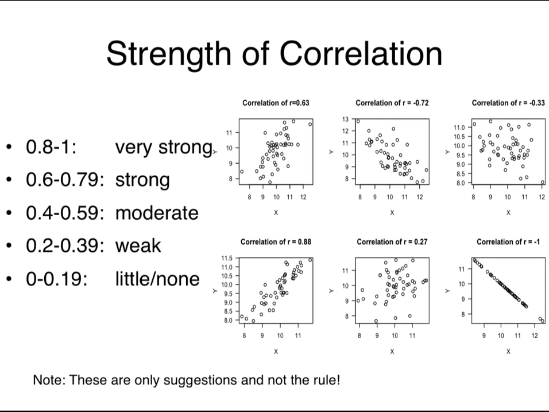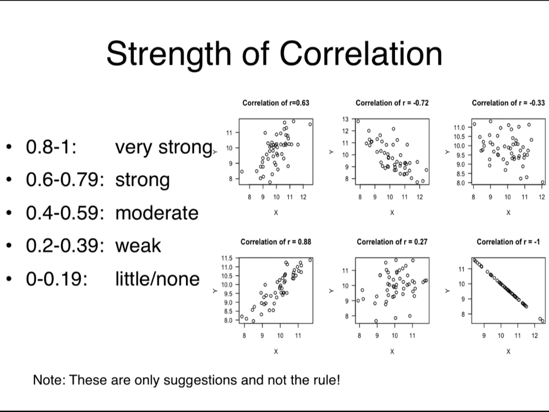So as I mentioned, the absolute value of Pearson's correlation indicates the strength of the relationship. These are approximate guidelines, but in general, anything above 0.8 to 1 would be considered very strong, 0.6 to 0.8-ish would be strong, 0.4 to 0.6 would be moderate, 0.2 to 0.4 would be weak, and 0 to 0.2-ish would be little to no relationship.